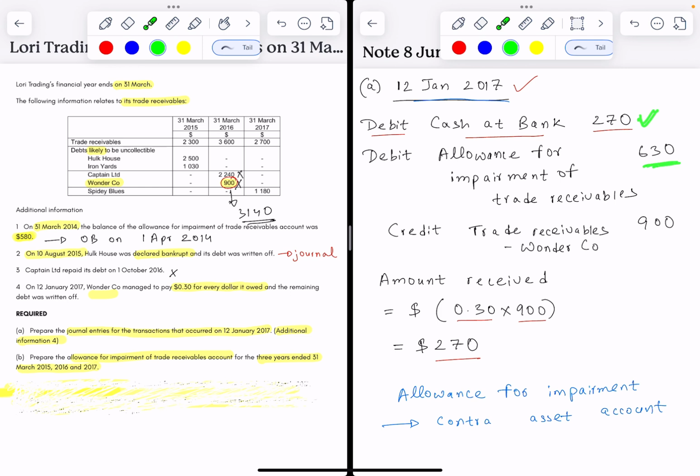$630 was not collected, which ended up reducing the balance for allowance for impairment of trade receivables, right? Why are we saying that it's reducing the balance? Because allowance for impairment of trade receivables is a contra asset account, which means when it increases, we credit it, and when it decreases, we debit it, okay? So we are debiting the allowance for impairment account.